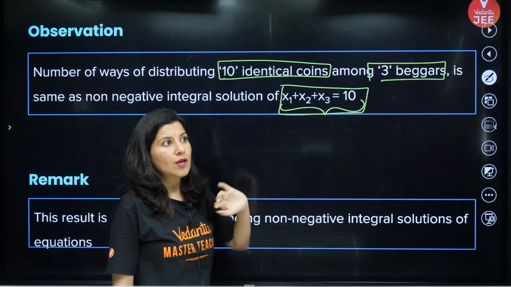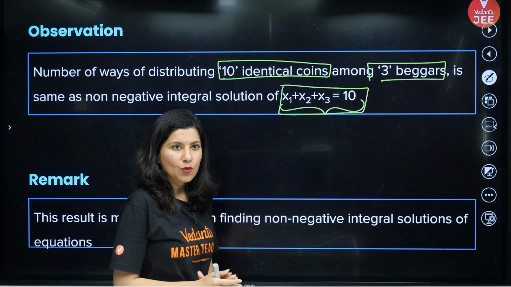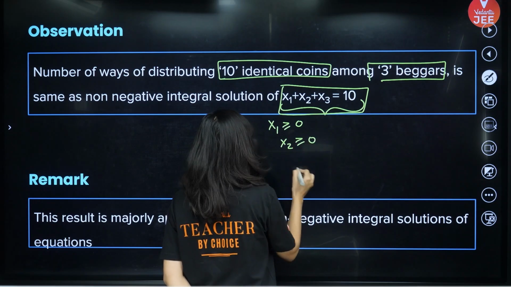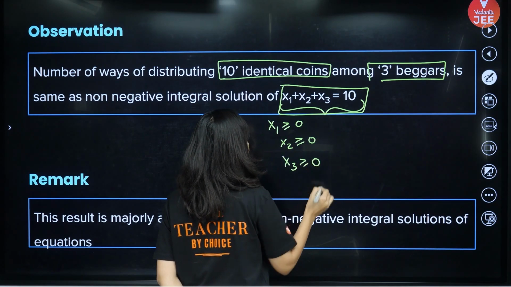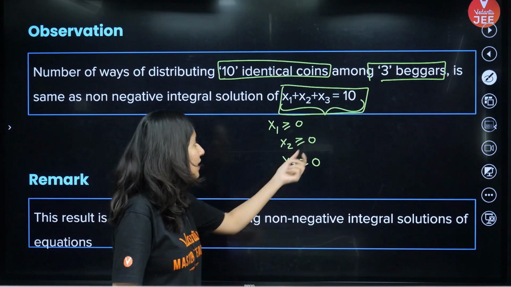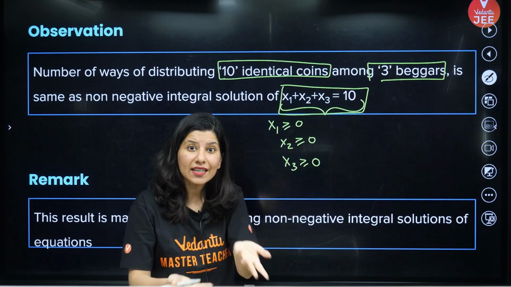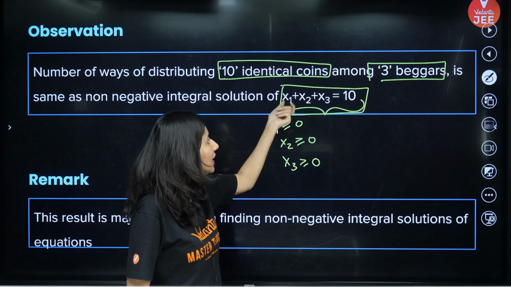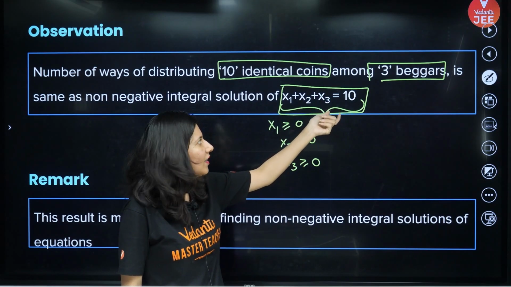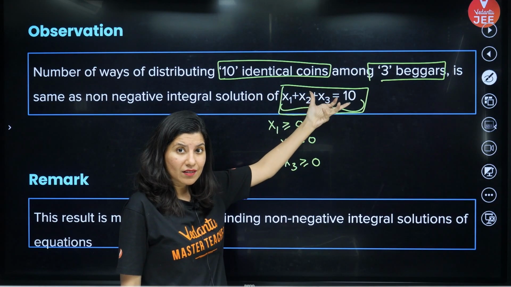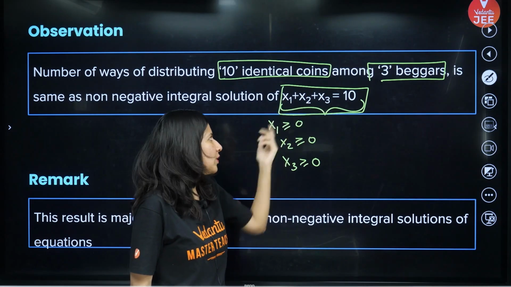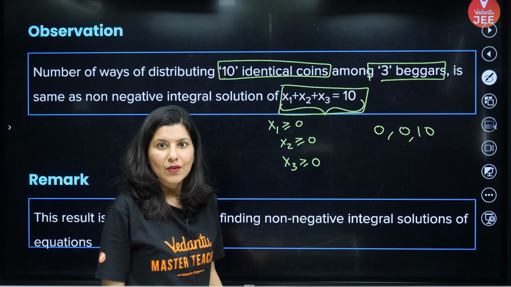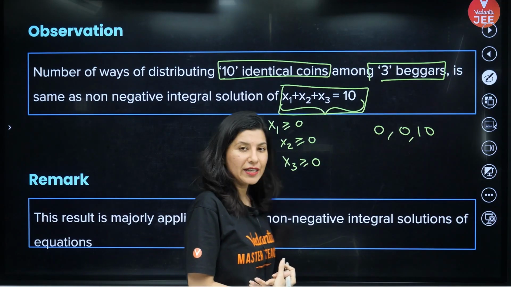What is non-negative? Basically, x1 can be 0 or positive, x2 can be 0 or positive, and x3 can be 0 or positive. Now think about it. We are distributing 10 identical things to 3 beggars, such that any beggar can have none, one or more. So 0, 0, 10 is one of the answers.